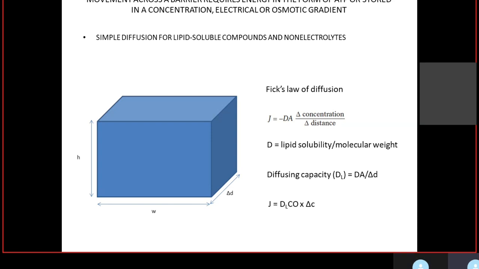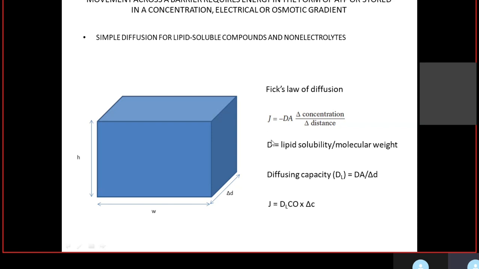Right. So these are important. Concentration gradient is directly proportional to the rate of diffusion, and the distance or thickness of the barrier will be inversely proportional to the rate of diffusion. There's another thing that determines how fast a molecule will go through, and it has to do with the property of the molecule itself, what we call the diffusion constant.